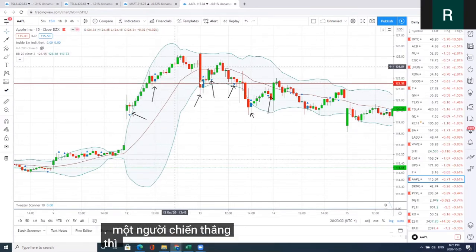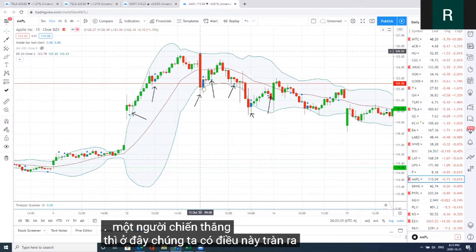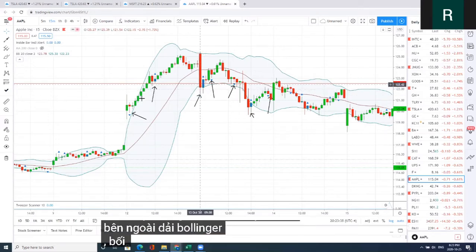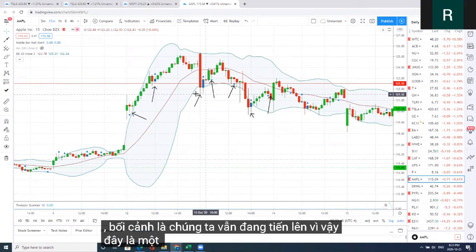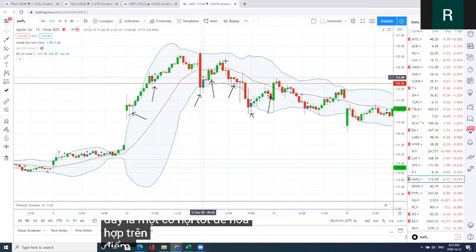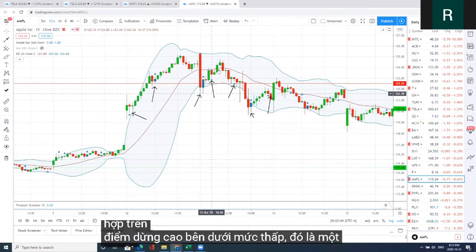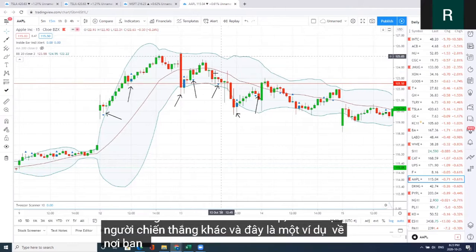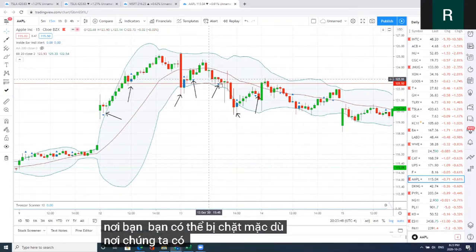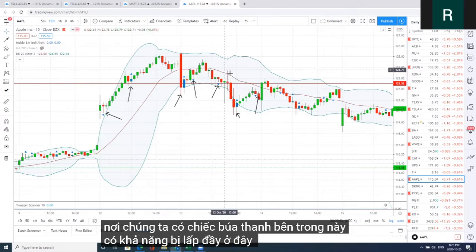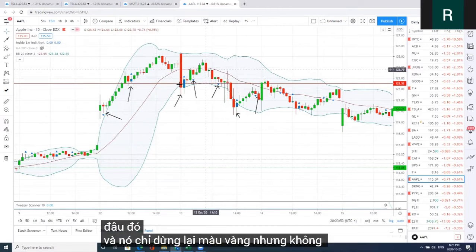that's a winner. Then over here, we have this flush to the outside of the Bollinger Band. The context is we're still moving up. So it's a nice opportunity to get long above the high, stop below the low. That's another winner. And then here's an example of where you could get chopped out, where we have this inside bar hammer, potentially you get filled over here somewhere, and it just stops you out, but that's okay. You just take your loss.